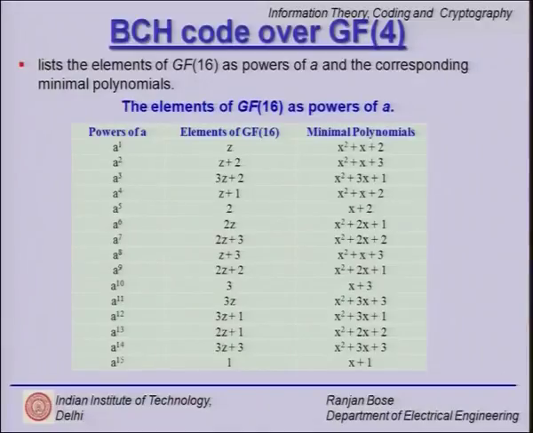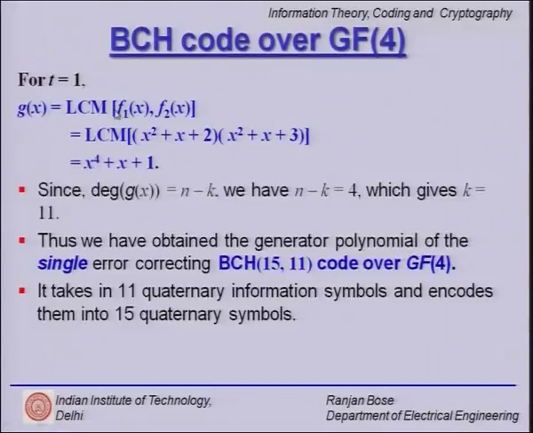But we go back to our slide, and now we look at the elements of GF16 as powers of alpha, and you have again the corresponding minimal polynomials. We do a quick observation. Alpha raised to the power 1 has this minimal polynomial, alpha squared has the same minimal polynomial, alpha 4 the same, and so on and so forth. You look at alpha 8, you get the same minimal polynomial. So, consequently, you can now start looking at the error correcting capability of this non-binary BCH code.